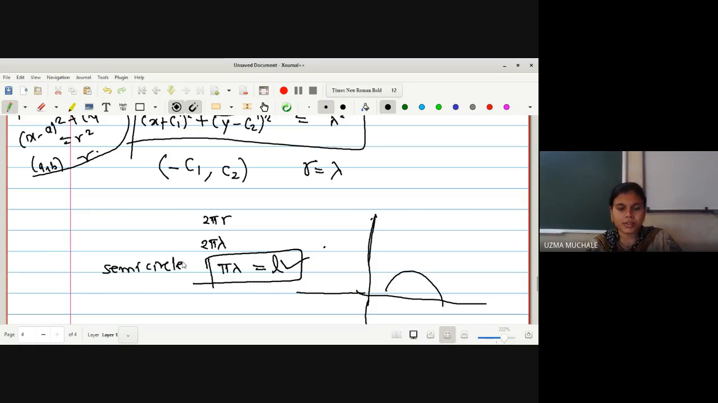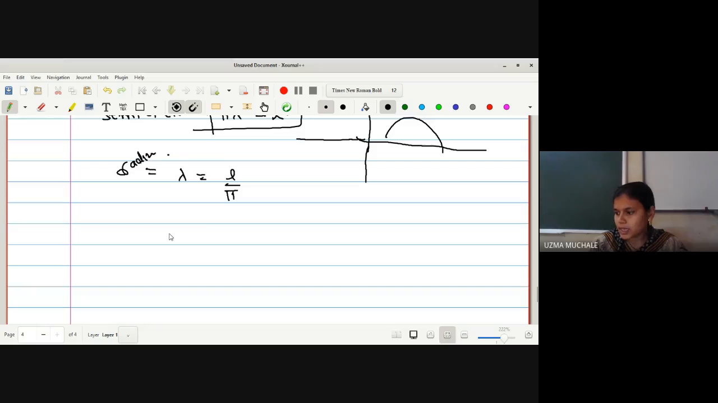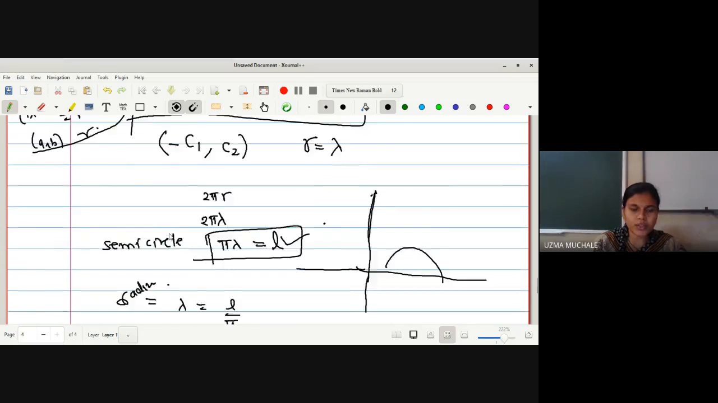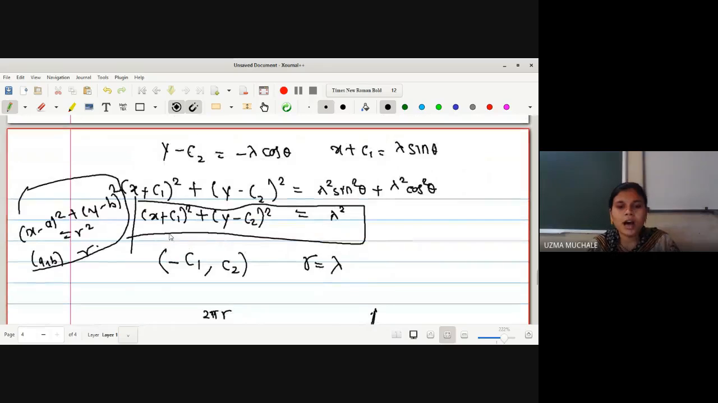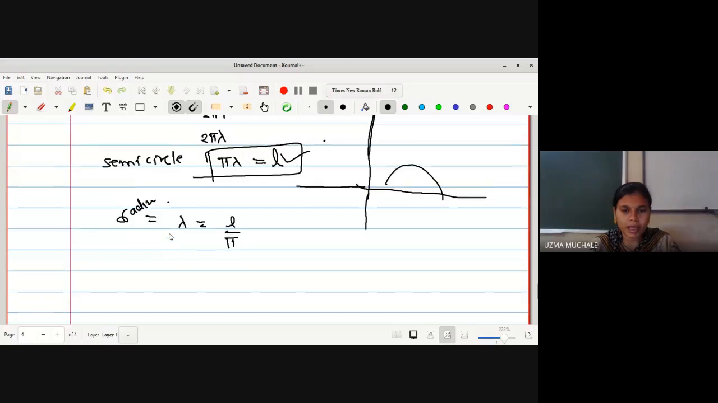The length is the thread that has been given to you, correct? So in this case, the value of pi lambda should be equal to L, so lambda is L upon pi. This is nothing but your radius. And hence we get the value of lambda as L upon pi, and hence we get the equation of a circle in the upper half plane only, with the change that lambda is equal to L upon pi.